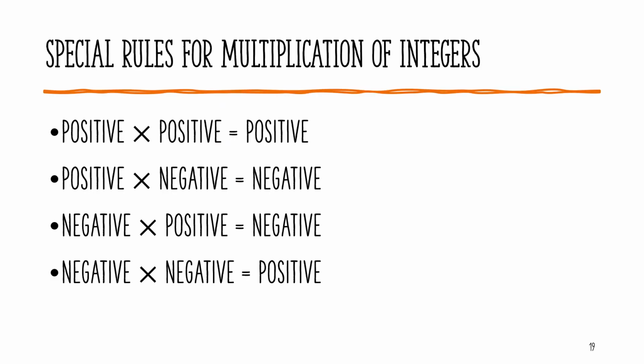Now, we have special rules for multiplication of integers. We have 4 rules. Positive times positive is positive. Positive times negative is negative. Negative times positive is negative. And negative times negative is positive.